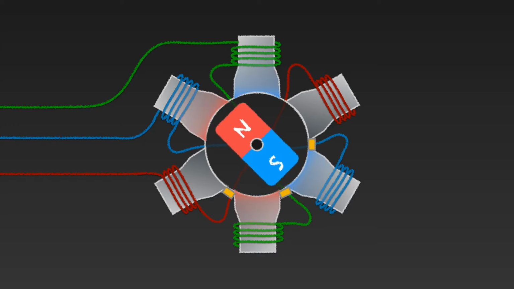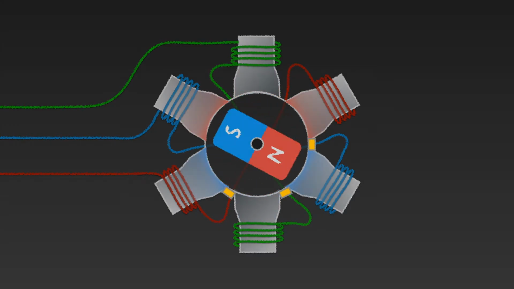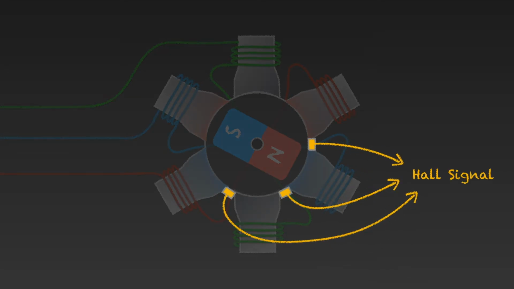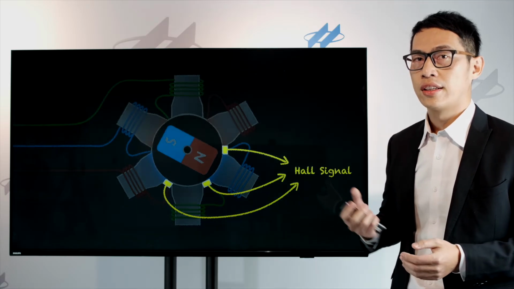And how to know the position of the rotor? There are 2 options. One is to use Hall sensor, and the other one is to use back-EMF signal. Back-EMF signal, another name is sensorless.